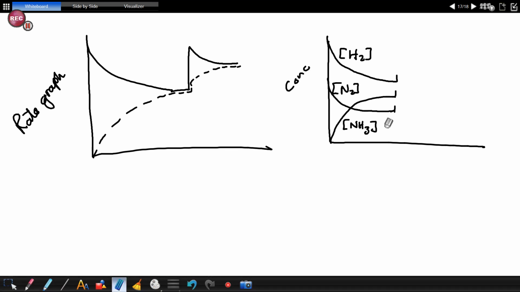Okay, so you're favoring the forward reaction, the production of ammonia. Yes. So the concentration of the ammonia will go up to reach new equilibrium. The concentration of the hydrogen will go down to reach new equilibrium. And the concentration of nitrogen will go down to reach new equilibrium.